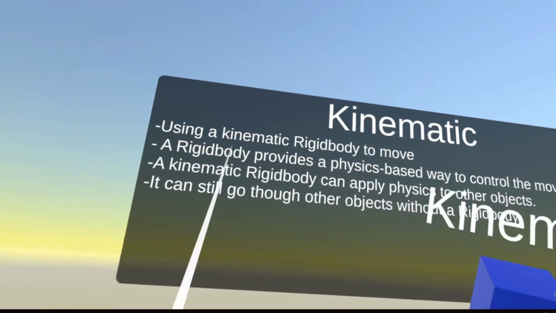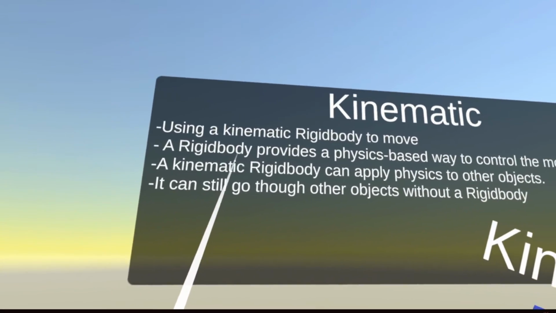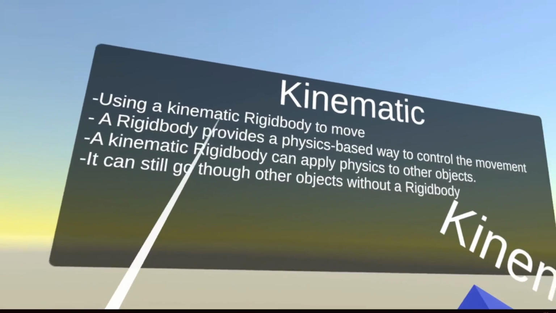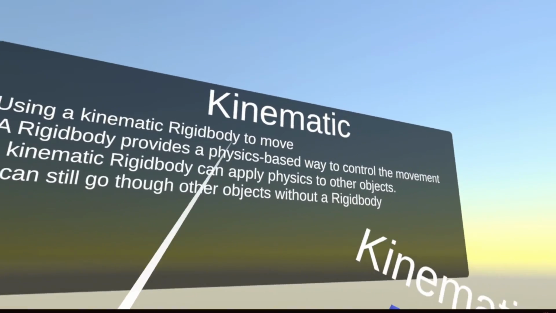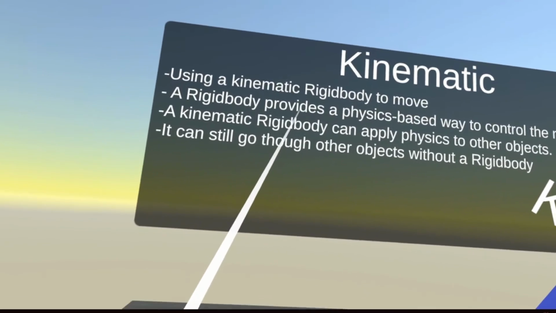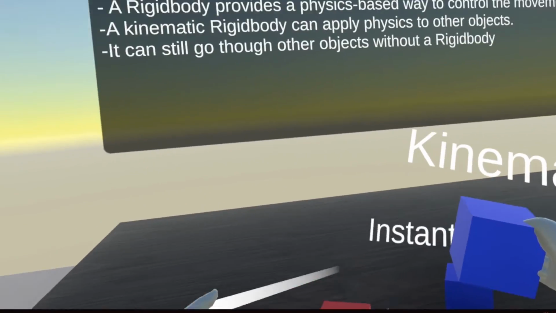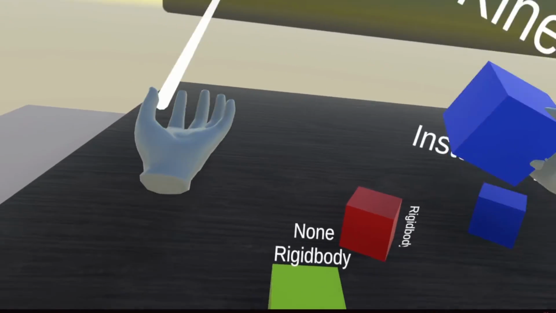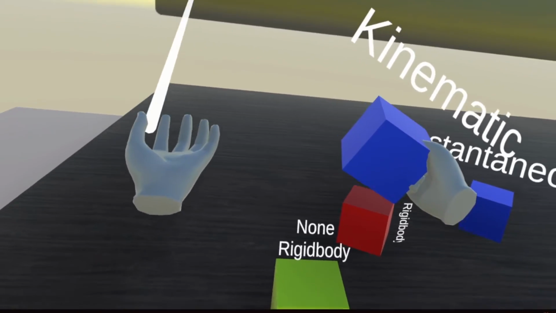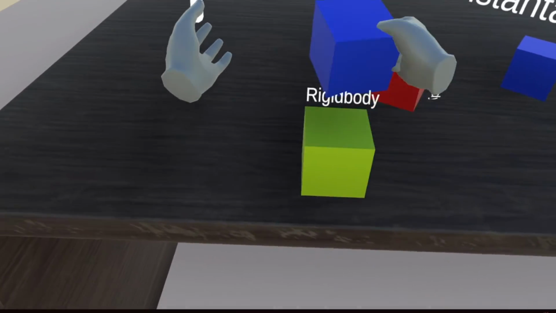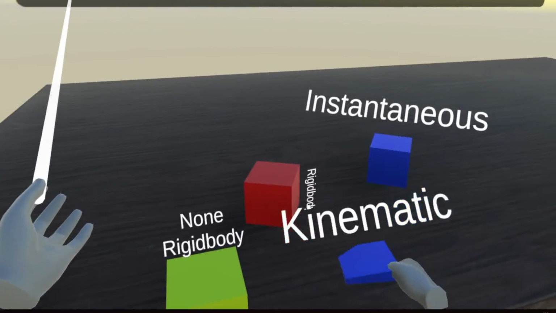So a kinematic type movement is using a kinematic rigid body to move. And a rigid body provides a physics-based way to control movement. A kinematic rigid body can apply physics to other objects that have a rigid body, but it can still go through non-rigid body objects. So here, as you can see, it goes through the cube and also goes through my table.